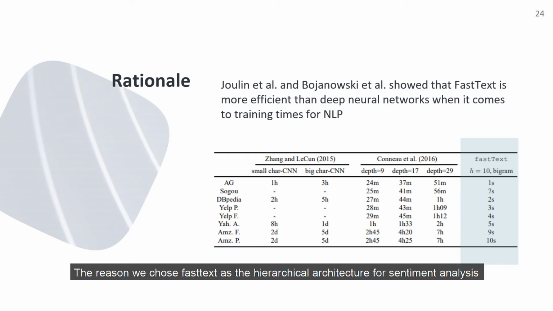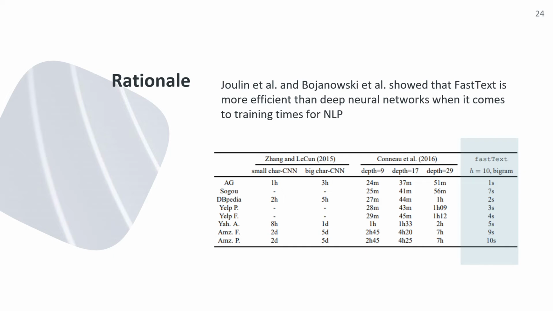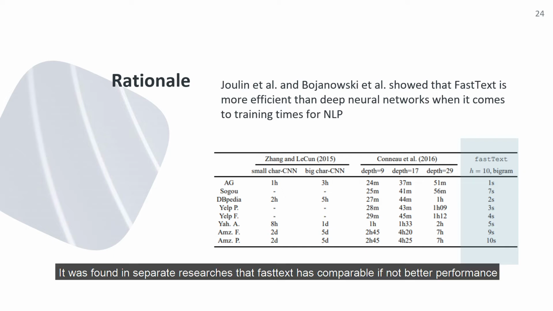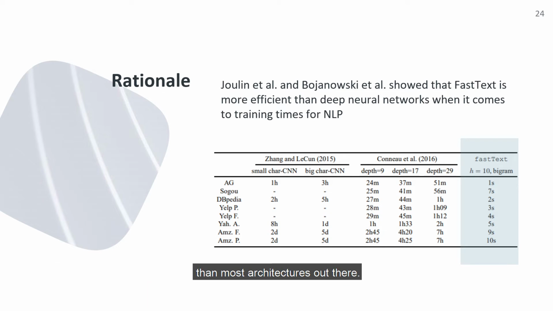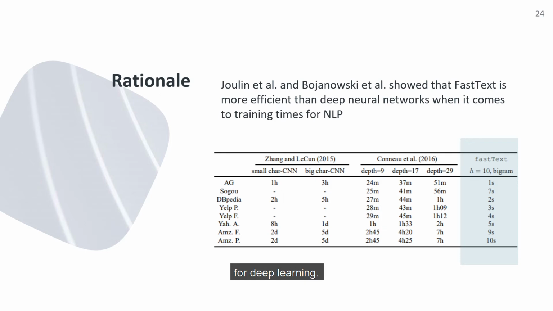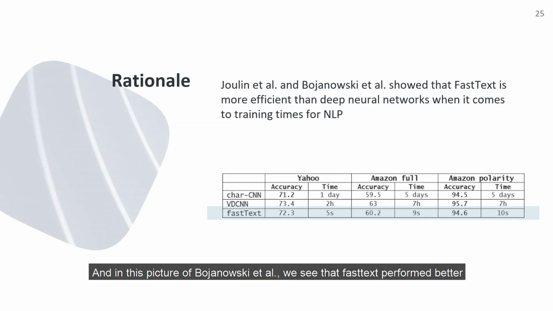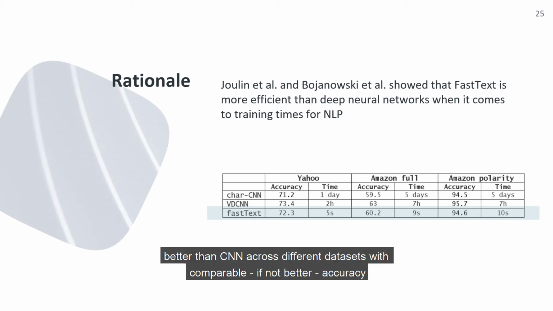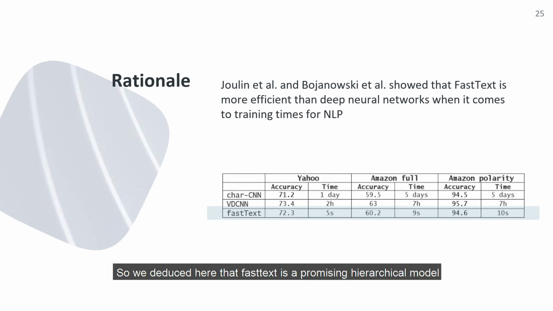The reason we chose FastText as the hierarchical architecture for sentiment analysis has much to do with literature review. It was found in separate researches that FastText has comparable, if not better performance than most architectures out there. This picture showed the results of Jolin et al. We see that one epoch takes seconds to train while it took minutes, if not hours, for deep learning. And in this picture of Bojanowski et al., we see that FastText performed better than CNN across different datasets with comparable, if not better, accuracy. So we deduce here that FastText is a promising hierarchical model which we can utilize in the field of finance.